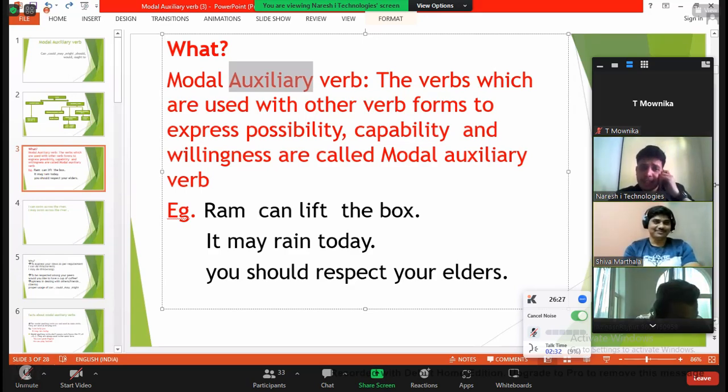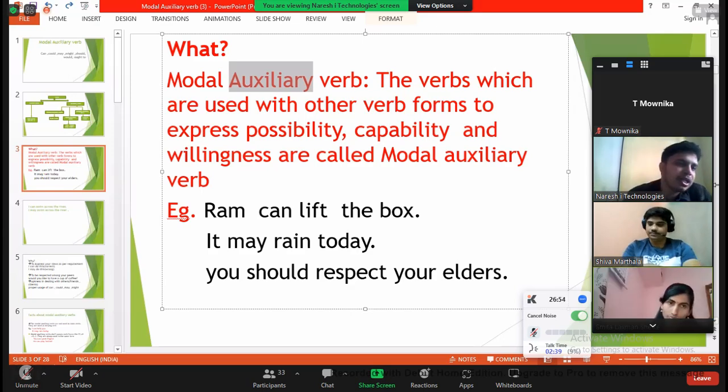So auxiliary means help, and why have they not given the same name called helping verb? The reason behind it is that we already have the helping verbs, that is am, is, are, was, were. So again, if they give the same name, people may get confused. In terms of technical ambiguity may arise. Due to that, they have given a different name, that is auxiliary. Okay, so please make a note of this, even note it down this side.